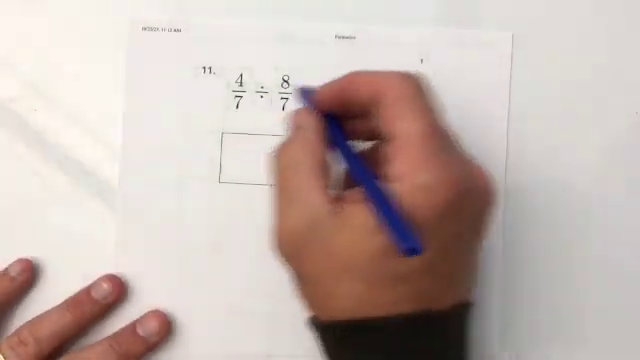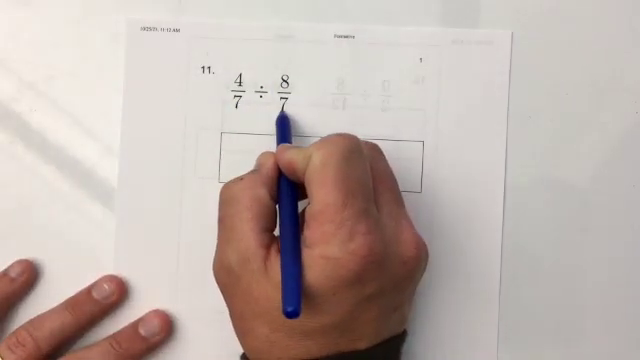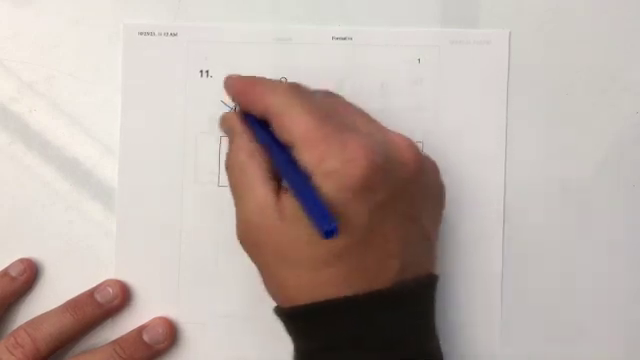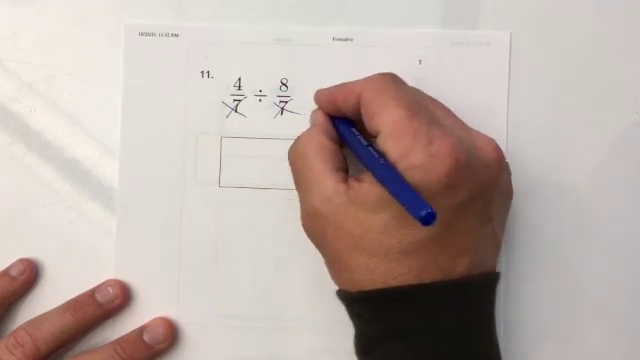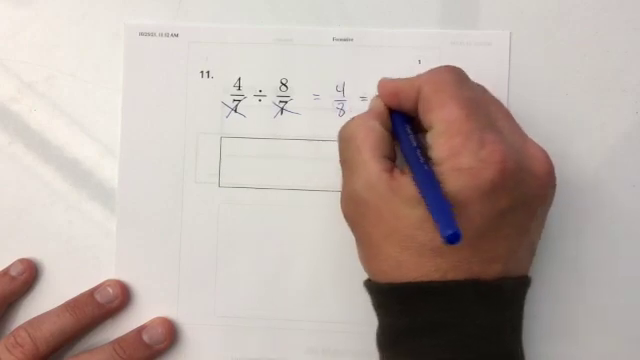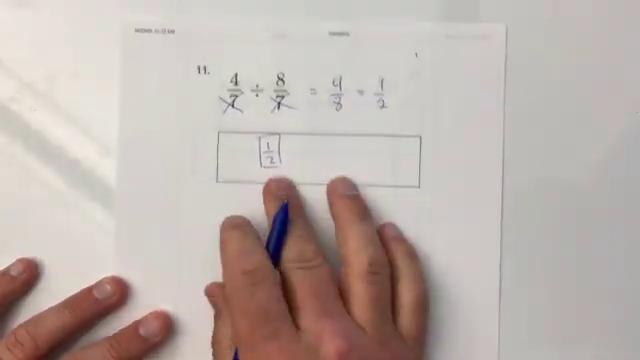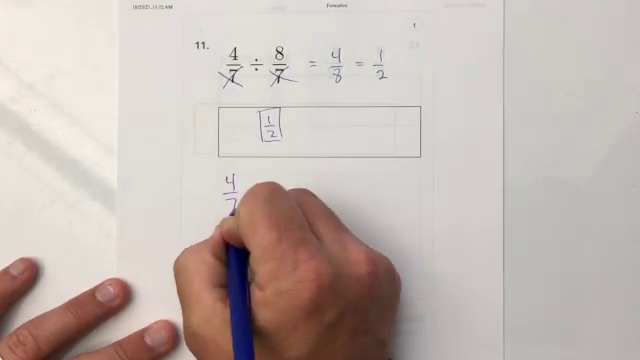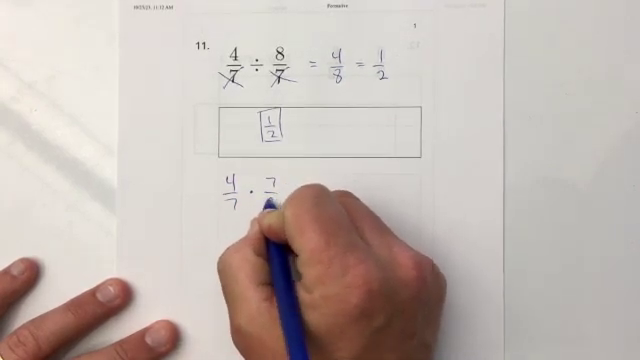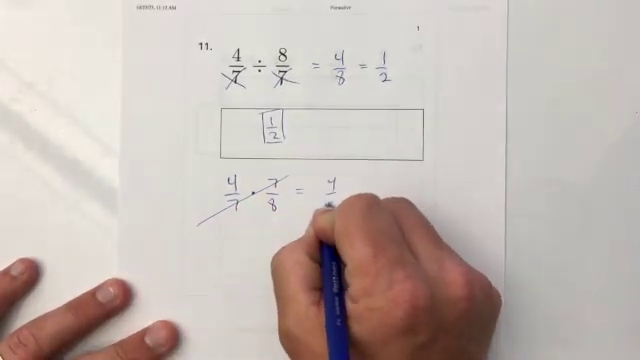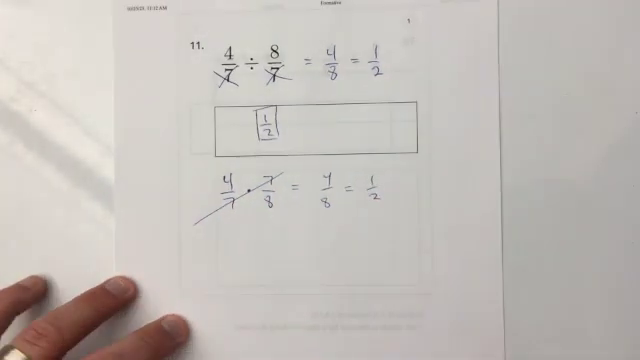Number 11, we have common denominators. Remember, the common denominator method says if I have common denominators, I can just ignore those, and I have 4 divided by 8. So this equals 4 divided by 8, which is 1/2. If we do keep change flip, you'll see that these just cancel out, and we get 4/8 or 1/2. Perfect.